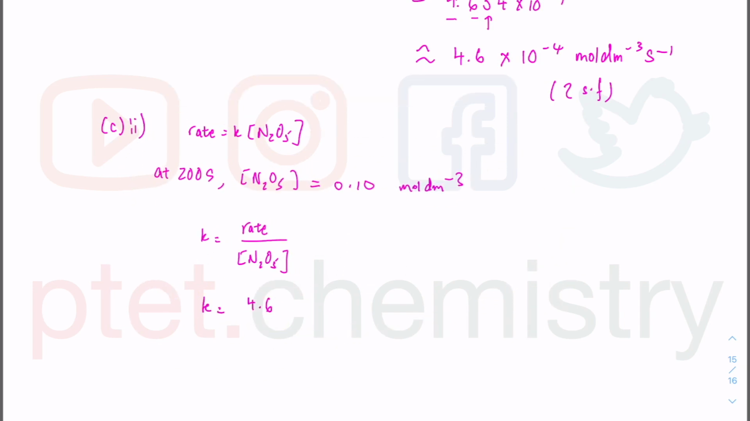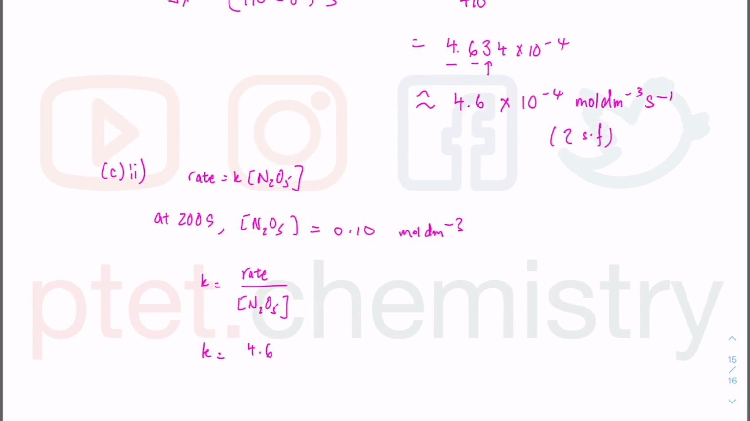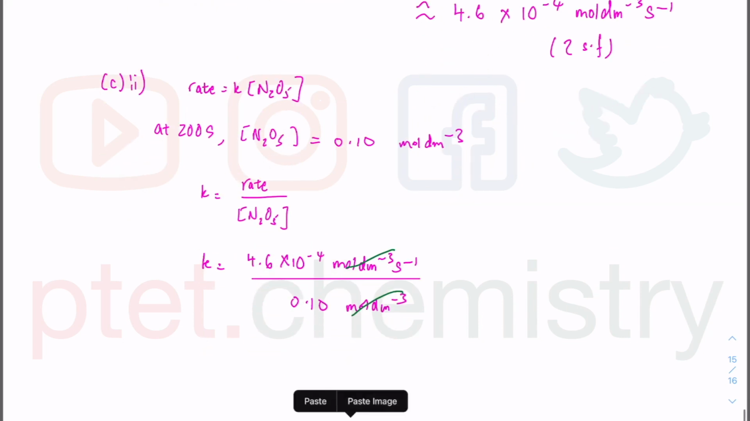So 4.6 times 10 to the minus 4 mole per dm cubed per second. They say use the answer to the previous bit, which I'm doing, and then I have 0.10 mole per dm cubed. The mole per dm cubed and mole per dm cubed will cancel, therefore giving you a unit of second minus 1. That will be 4.6 times 10 to the minus 3 second minus 1. They do want you to give the units for the rate constant as well.